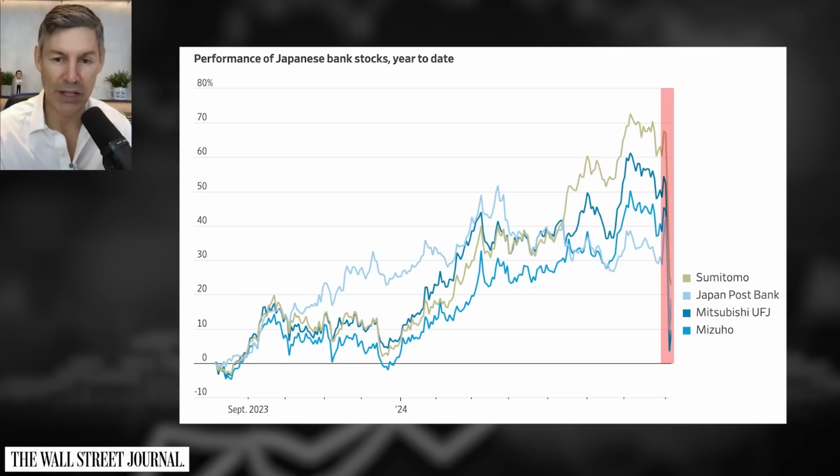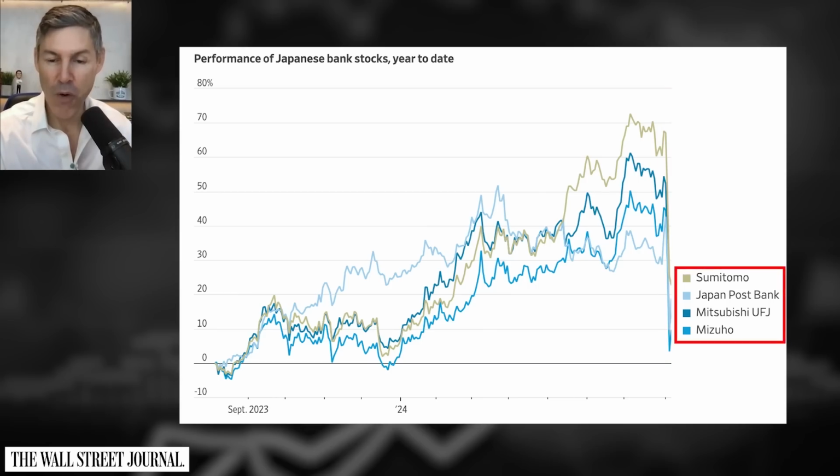I mean, this is a Wile E. Coyote moment right here. We're starting August 1st. They start to just tank. There's no other word to describe it. Here are 4 of these major banks, globally systemic banks in Japan, just being shellacked.